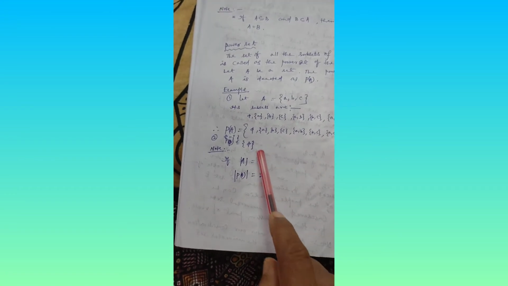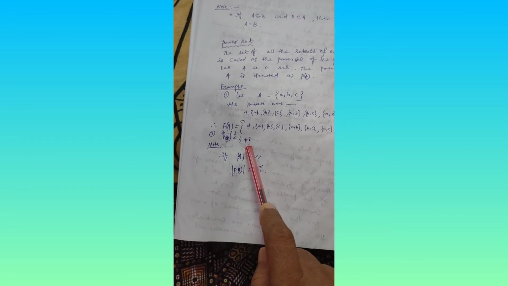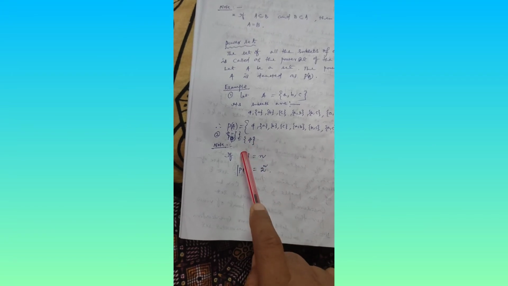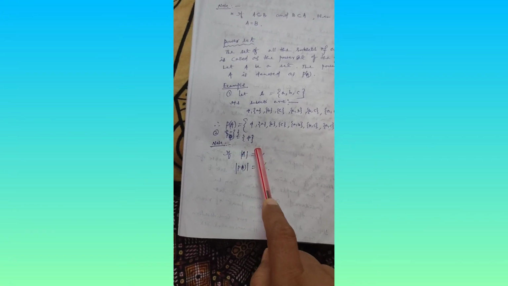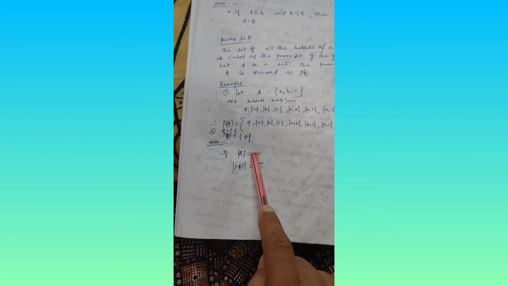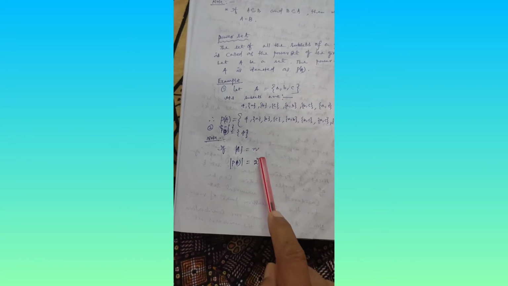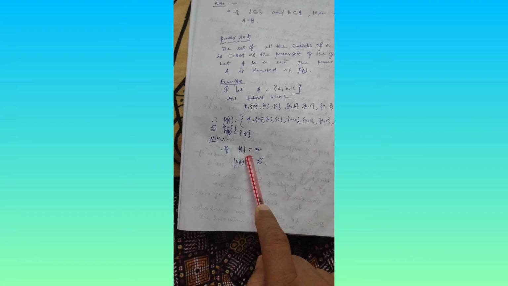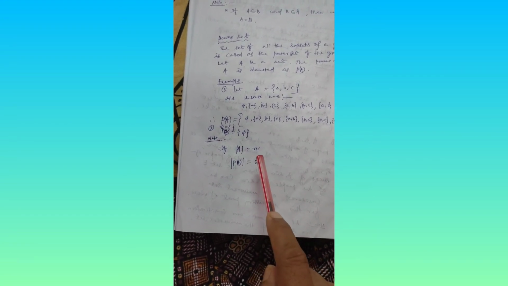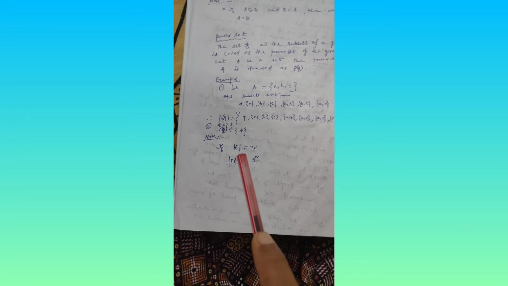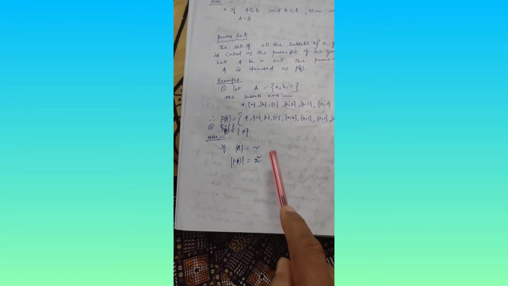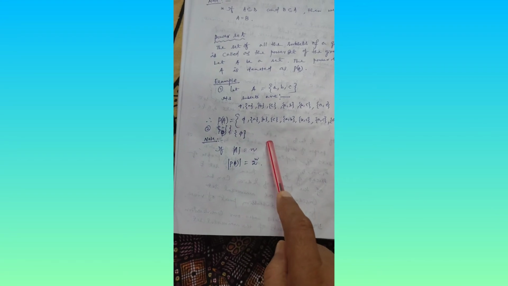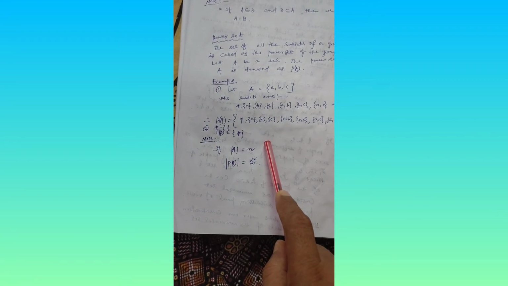We consider the set phi. Phi has only one subset, phi. Therefore, the power set of phi is the set having a single element, phi. It is to be noted that if the cardinal number of A is n, then the cardinal number of the power set of A is 2 to the power n. Here, the cardinal number of phi is 0. Its power set has 2 to the power 0, that is 1, element.